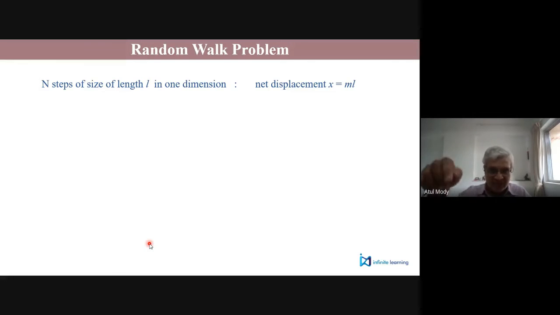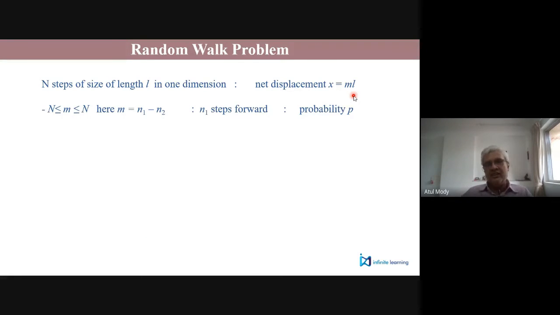So that will be represented as M times L, what you see here on the screen, M times L. Okay, so we take, let's say, N1 steps forward, N2 steps backward. So M is equal to N1 minus N2. The number of steps taken in forward direction would have probability P. Number of steps taken in backward direction, each one would have probability Q. Obviously, there are only two possibilities in one dimension. So your P plus Q is equal to 1. Total probability is 1. So either he goes forward or he comes backward. There is no other possibility.